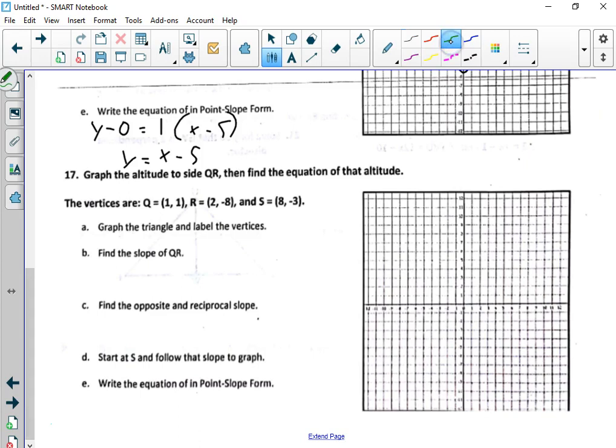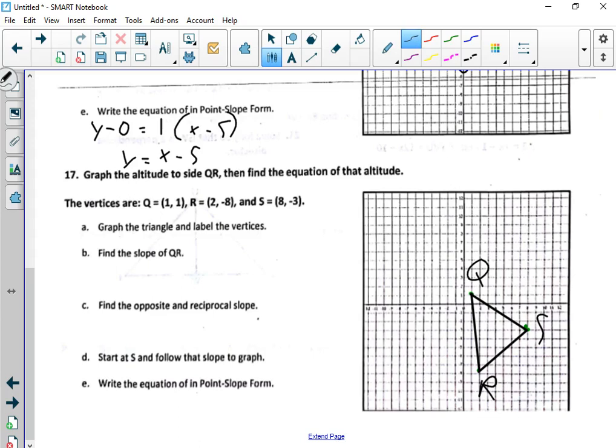Okay, let's graph this. 1, 1, 2, negative 8, and 8, negative 3. Oops, a little bit off. Okay, it says, let's put our letters on here, Q, S, R. It says graph the triangle and label the vertices. Done. Find the slope of QR.